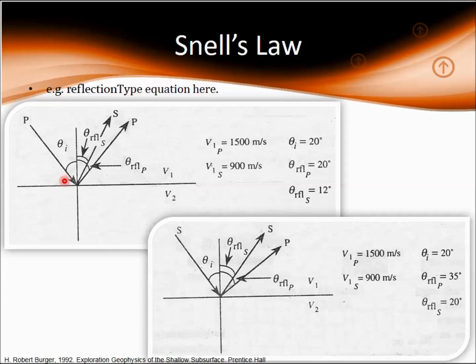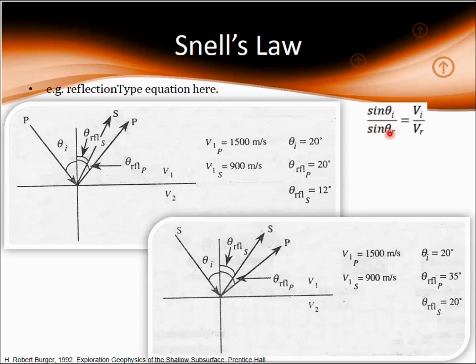So when the P wave here strikes the interface, the angle of the reflected P wave will be equivalent to the angle of incidence. While for instance, when the S wave strikes the interface, for this figure, the angle of incidence will be equal to the angle of the reflected S wave. However, it's still obeying the rule where the angle of reflection of the P wave is always greater than that of the S wave, regardless.